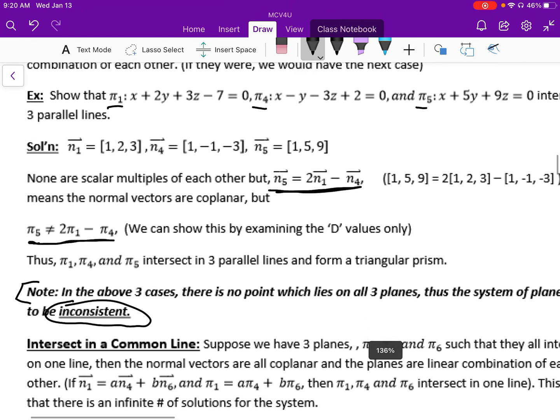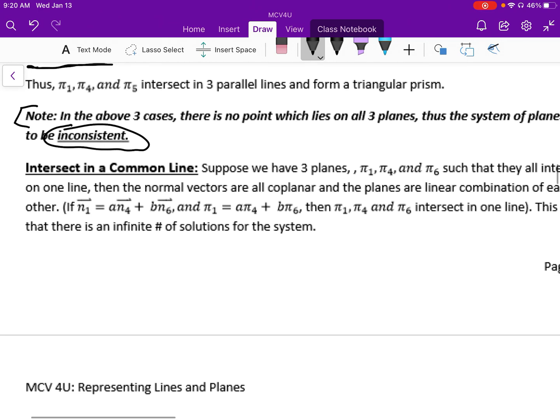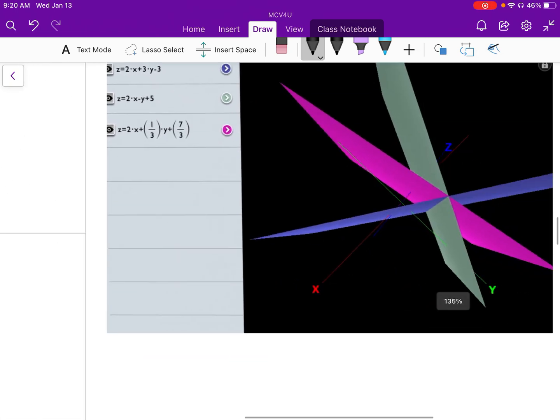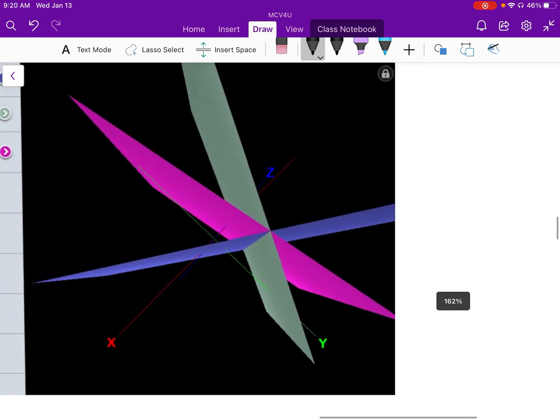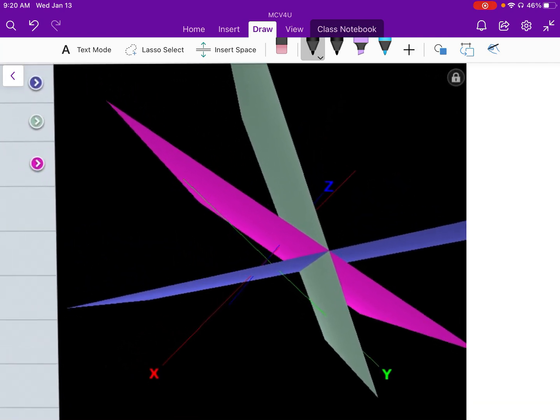For example, in this fourth case, we're going to intersect in a common line. All three planes intersect in one common line. Take a look at it here. This is the case that we were alluding to at the end of the last lesson. We have a line of intersection between two planes, and we can come up with a third plane, or an infinite number of planes, that have the exact same line of intersection. That was the last example that we did in the last lesson.